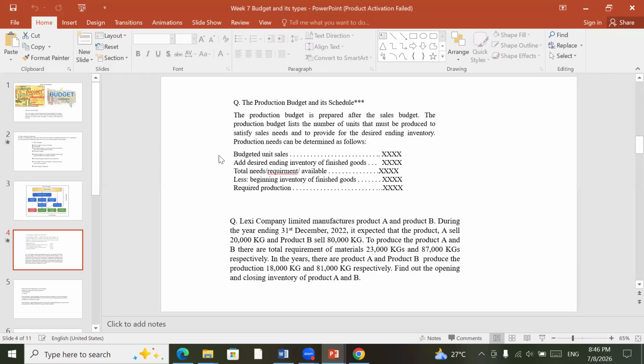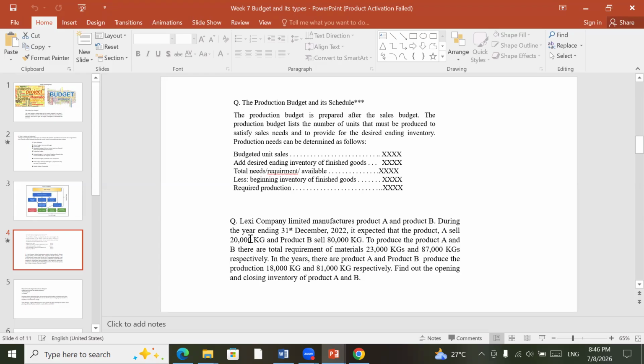At first, budgeted unit sales, then plus the ending inventory of finished goods. Ending inventory you have to add. Then you will get the total need or requirement or available. Then you have to subtract the beginning inventory of goods. Then you will get the required production budget. This is a very common formula. So there is a simple example.